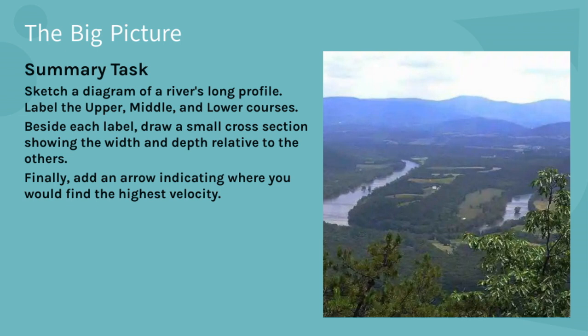Beside each label, draw a small cross-section of the river channel. For the upper course, draw a narrow, shallow channel, possibly in a steep V-shaped valley. For the middle course, draw a wider and deeper channel. For the lower course, draw the widest and deepest channel with a broad, flat floodplain. Finally, add an arrow to show where the highest velocity is likely to be found. Remember, the highest average velocity is often found further downstream, where the channel is smoother, deeper, and more efficient. This task helps you connect the long profile with cross-section changes and river processes.